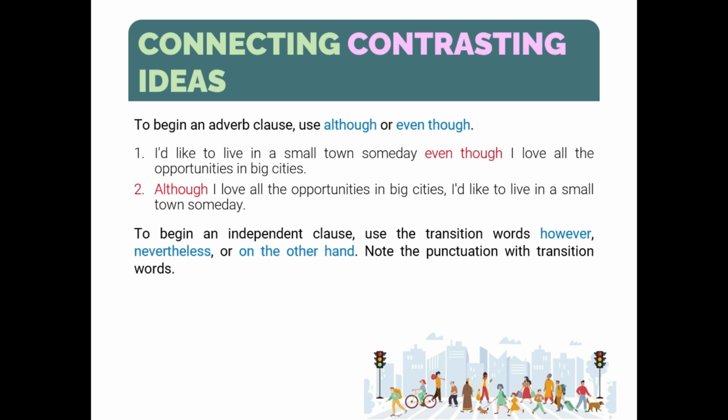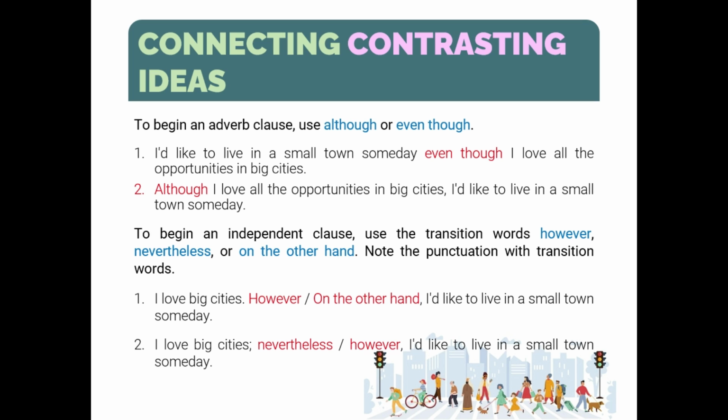To begin an independent clause, use the transition words however, nevertheless, or on the other hand. Note the punctuation with transition words. For example, number 1. I love big cities. However, or on the other hand, I would like to live in a small town someday. Number 2. I love big cities. Nevertheless, or however, I would like to live in a small town someday.